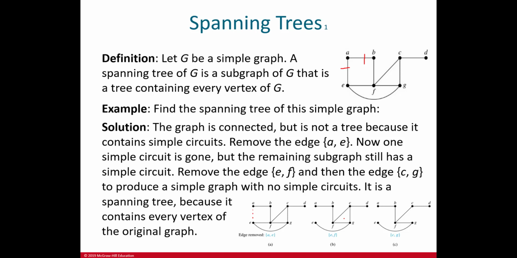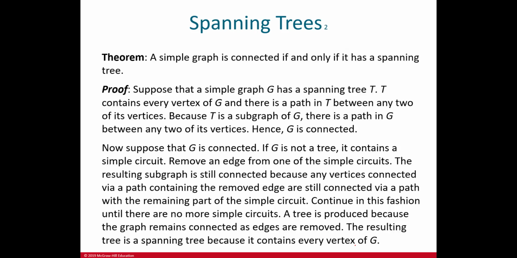And similarly for the remaining circuits, even if we remove the edges, we still have a way to go from C to G. We can go from C to F and F to G. Then here we can still go from E to F, and we can go from E to G and G to F. So this graph still remains connected even if we remove the edge which was making the circuit. The spanning tree we get after removing such edges is also a connected graph.